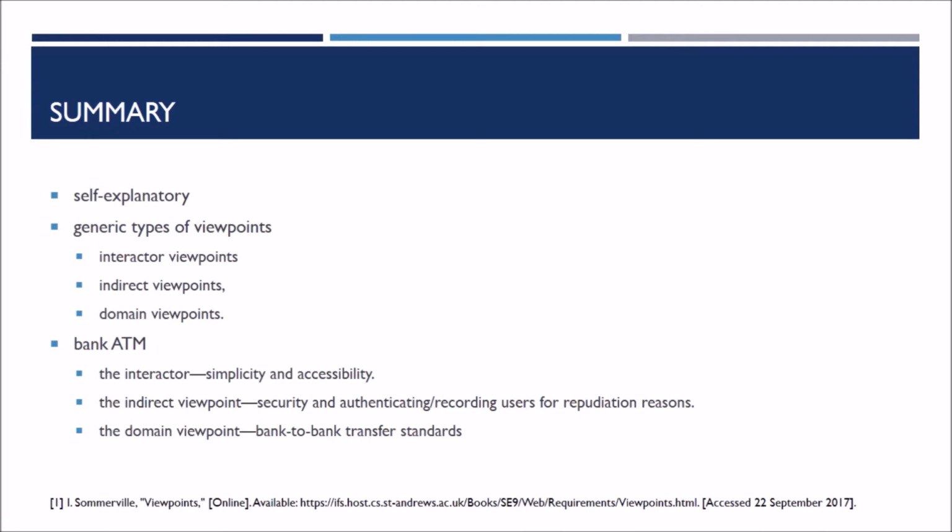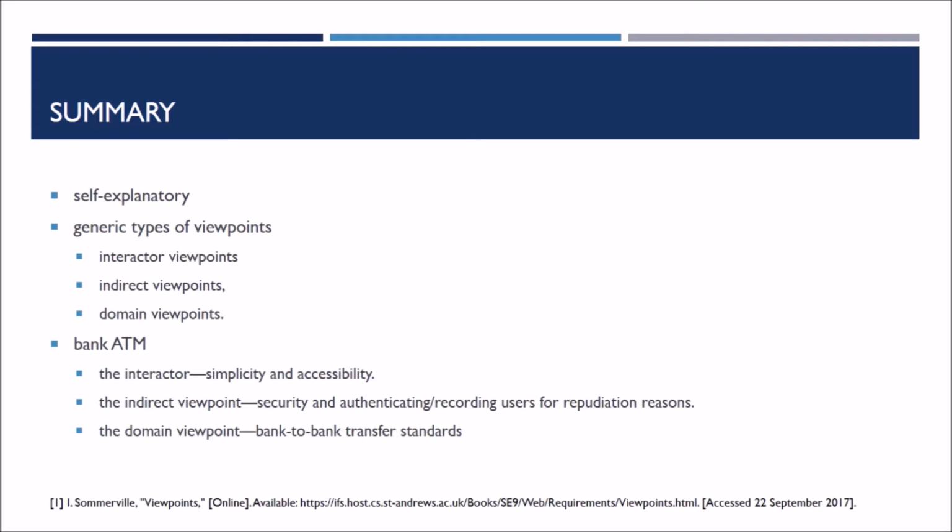So an example would be an ATM. You have an ATM at a bank. You have the interactor viewpoint, which would be the customer who is coming to the ATM to withdraw money. Now, some of their requirements would be simplicity. The ATM has to be simple. It can't be complicated for them to come and pull out money. And then accessibility. Their money has to be there. It has to be accessible for them to gain. That's a requirement that they need.